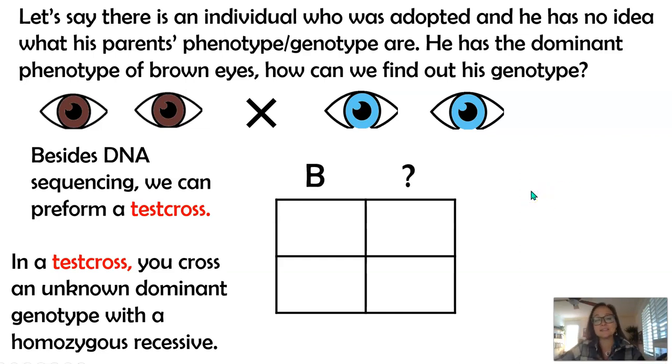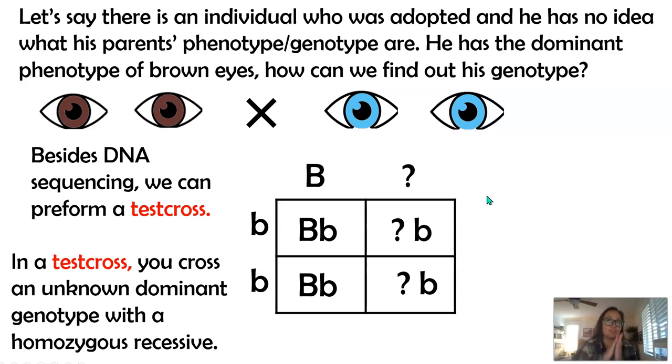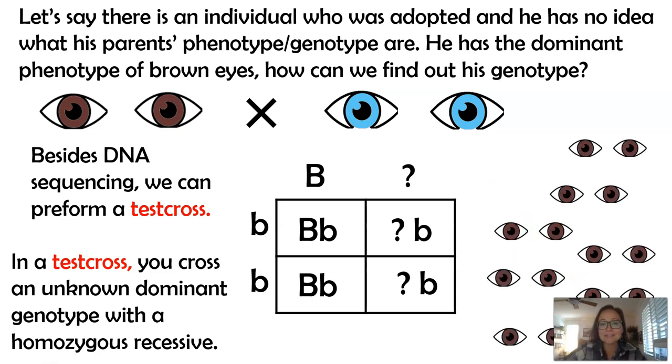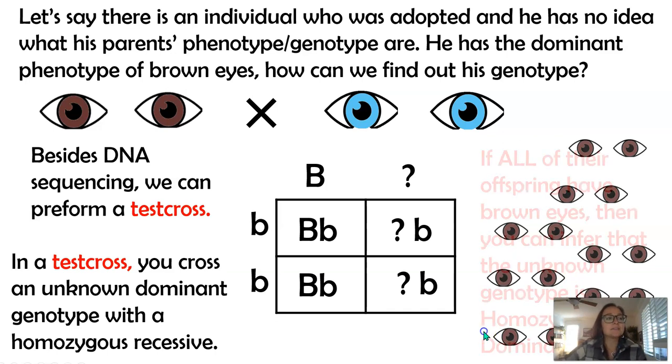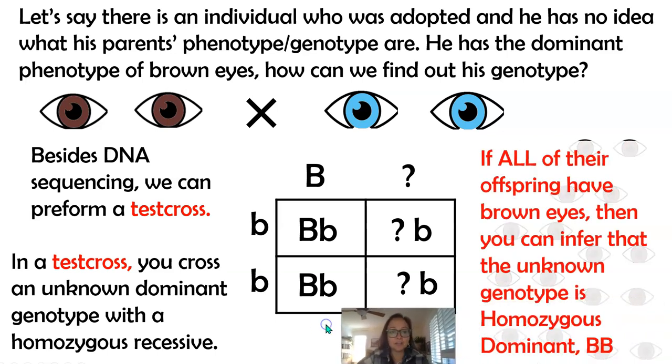So here, this capital B would represent the male with brown eyes. We know he has at least one dominant allele, but we don't know his second allele. Whereas the blue-eyed phenotype female, we know is homozygous recessive. So we could expect that some of their children will have brown eyes, but we don't know the second genotype option here. So if they mate and have a bunch of children and all of their children have brown eyes, then we can infer that this brown-eyed person's genotype is homozygous dominant.